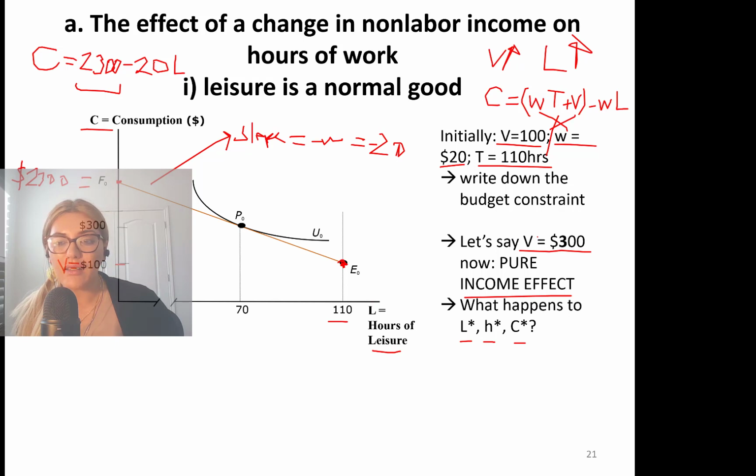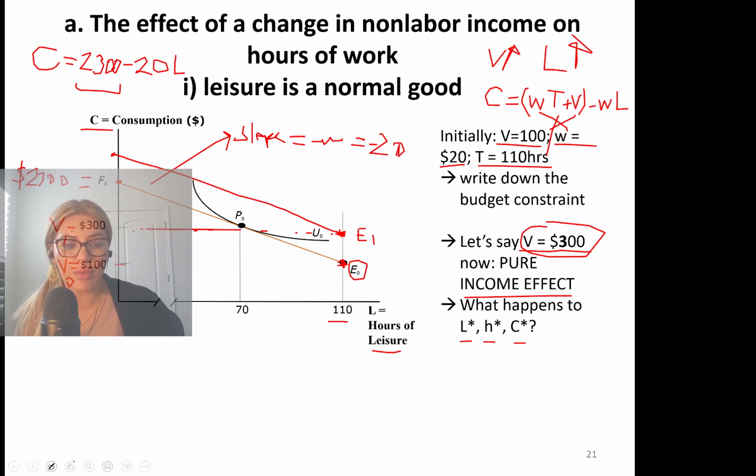So when non-labor income goes up from 100 to 300, first of all, this endowment point is not here anymore. It's going to shift up somewhere here. Let's call this E1. So now my budget line is going to shift up parallel to the original budget line. And if leisure is 110 hours, you didn't work at all, you're still going to have $300 to consume. You're in this new budget line now.